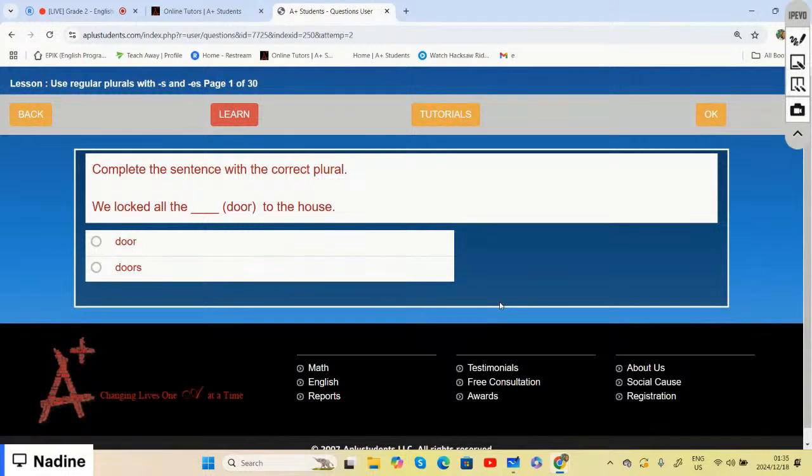All right, it says we locked all the door to the house. We need to refer to more than one door. So do we say it is option one door or option two doors? We are making mention of the plural form, two or more. Do we say option one, we locked all the door to the house, or do we say option two, we locked all the doors to the house? Which one is correct?